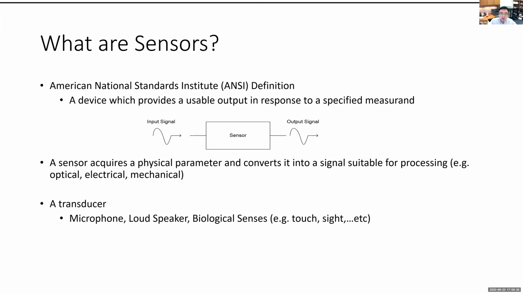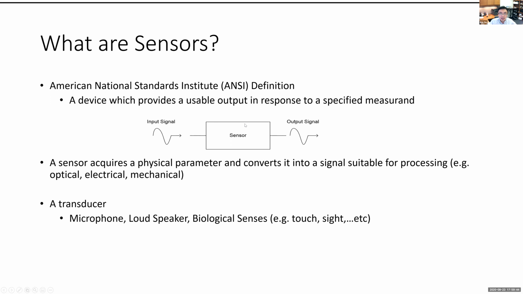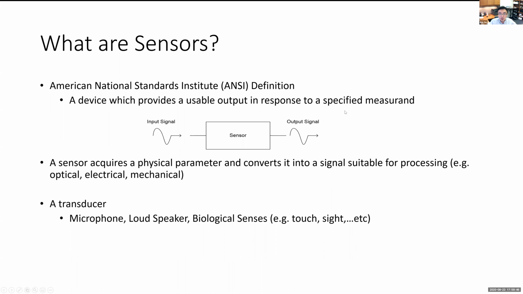A sensor is actually a transfer. We need to read some signals, most of them physical signals, and then we transfer that into some other signals that have a meaning. This is called a sensor. With that side, it relies on specified measure.